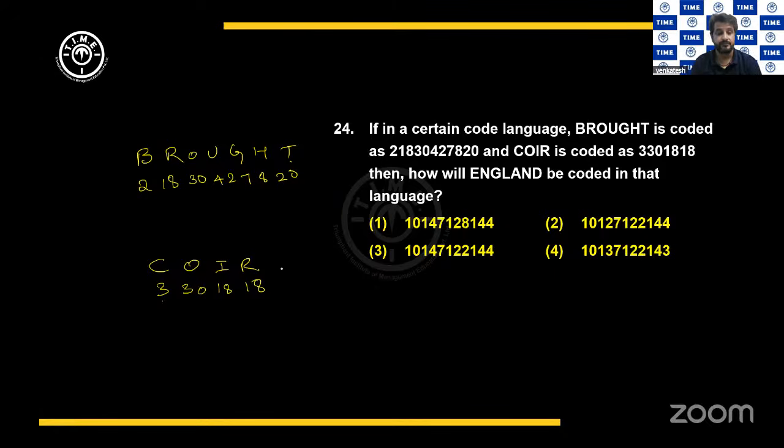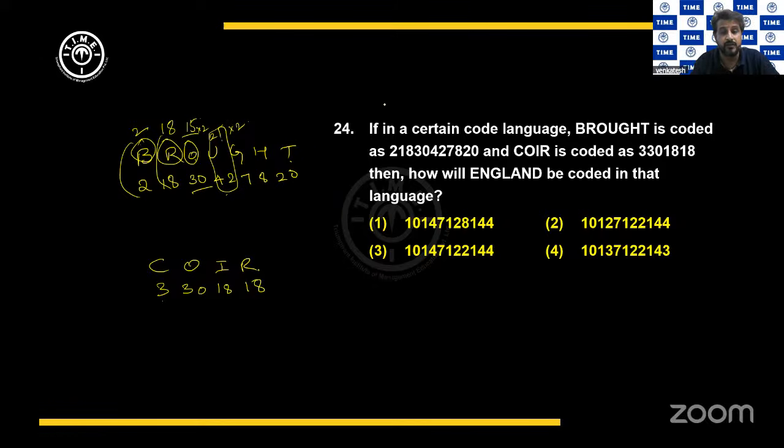How is it possible? Simple. B is a consonant and its place value is 2. R is a consonant and its place value is 18. O is a vowel and its place value is 15, but 15 becomes 30. 2 and 2 are the same, 18 and 18 are the same. So vowels are multiplied by 2. U is 21 and it becomes 42. Again the same logic: it is multiplied by 2.